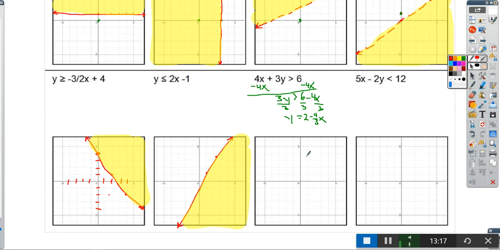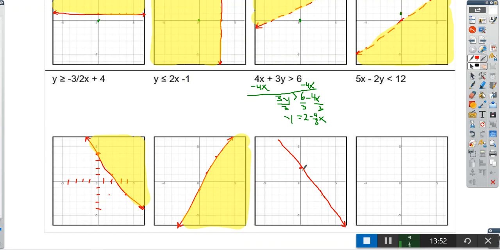All right, so my y-intercept is 2, so I'm going to go up to a y-intercept of 2. My slope is negative 4 thirds, so that is down 4, 1, 2, 3, 4, over 3, 1, 2, 3. And I could go backwards. So up 4, 1, 2, 3, 4, over 3, 1, 2, 3. And there we go. We get a nice little diagonal line.